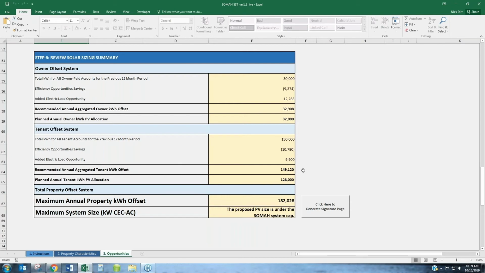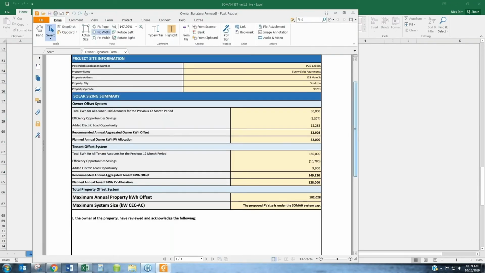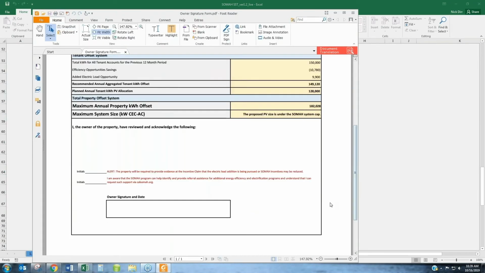Finally, you'll click this signature page here, and the property owner will need to initial any alerts and then sign this. And then at the energy efficiency compliance stage, you will upload both the Excel file to PowerClerk as well as this PDF. And that concludes the live demonstration. So Rachel, it's back over to you.